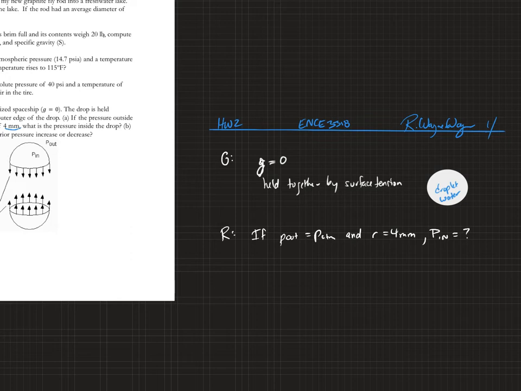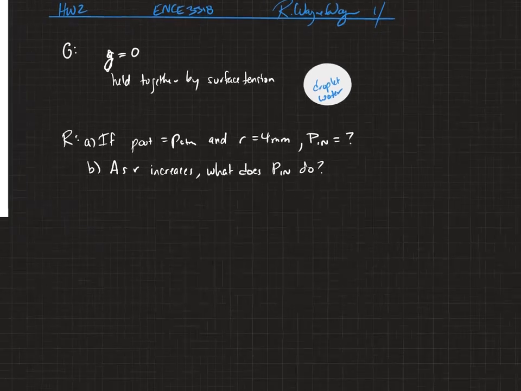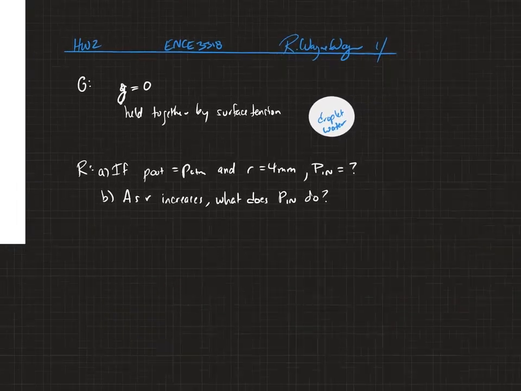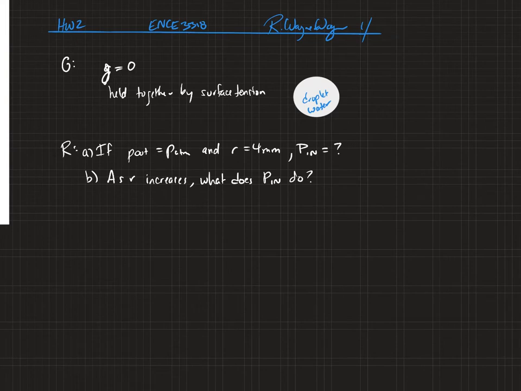And then the last thing, so this is part A, and then part B, because sometimes I want you to think about how these things work. So as the radius of the droplet increases, what does the pressure inside do? We're looking for a relationship there. So I'm going to zoom in over here, and we're going to solve this twice. That's why I'm anticipating 2 pages here. I'm not sure if I like the white on black. I think I prefer the black on white, but whatever.